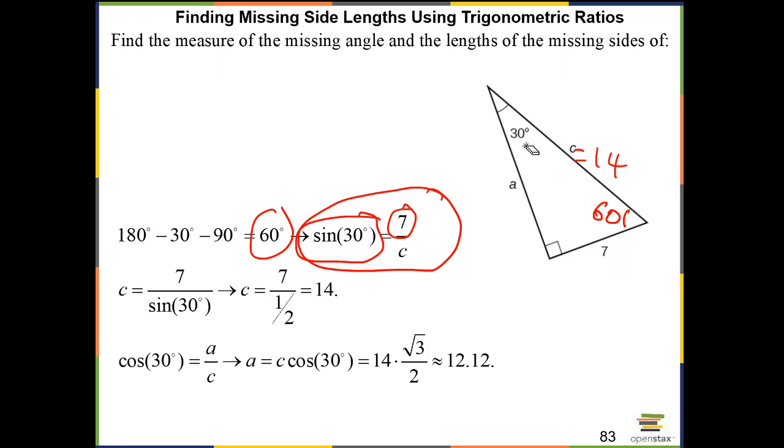Now we can use Pythagorean or we can use trigonometry to find A. If you write cosine of 30 equals to A over 14, right? A over C. So A is going to be C times cosine 30. C is 14, so use a calculator. It's about 12.12. Okay?